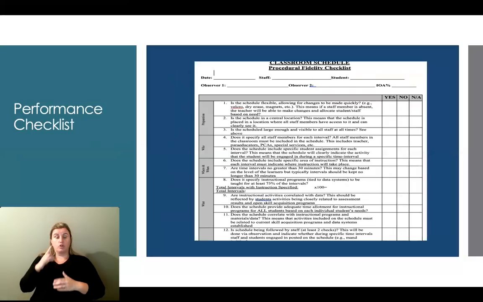For instance, this is an example of a performance checklist, which not only task analyzes or provides a broken down view of all the components included in implementation, but also specific definitions. This is a procedural checklist related to implementation of classroom schedule procedures. So whether the schedule is actually in a central location, what does it mean to be visible by staff? Does it specify all staff members? All of the components in implementation of this specific procedure are included with clear definitions as to what it is and what is not.